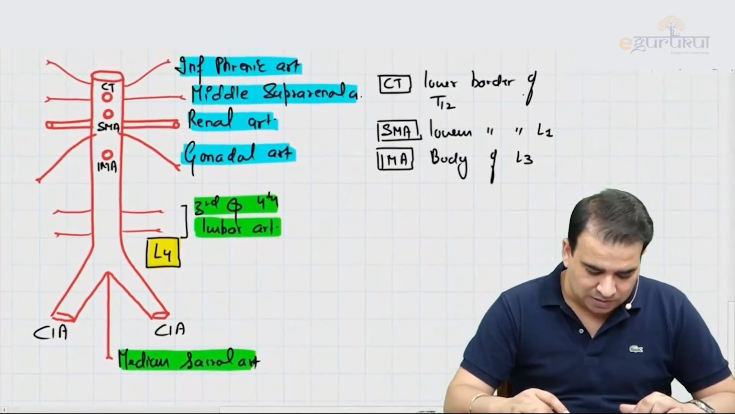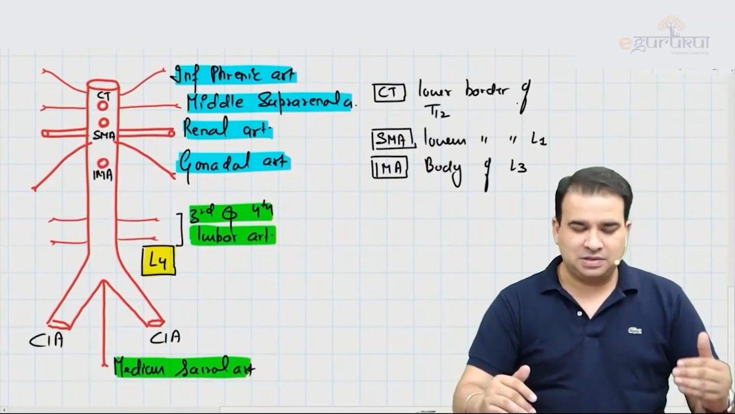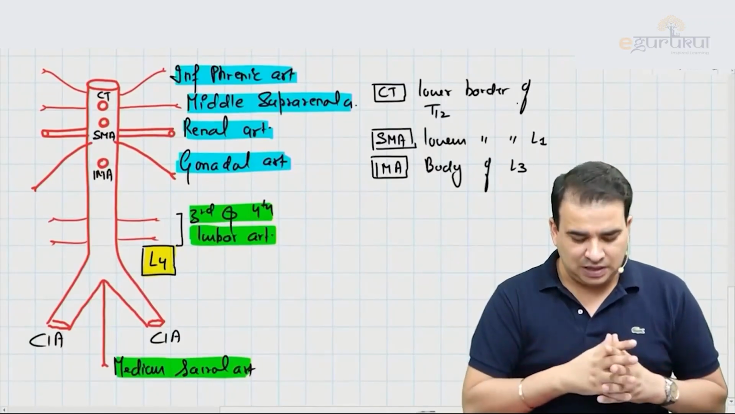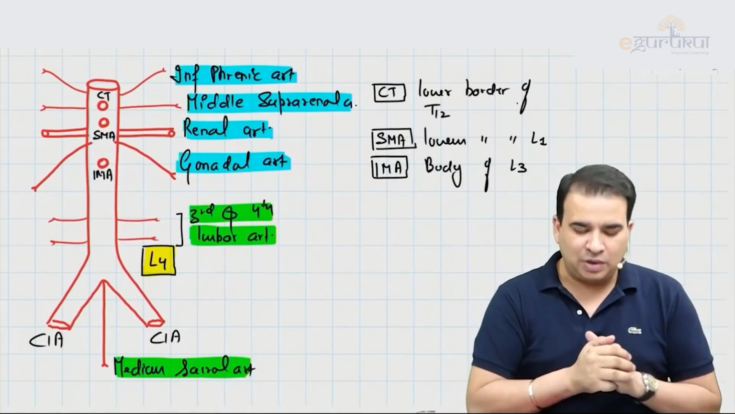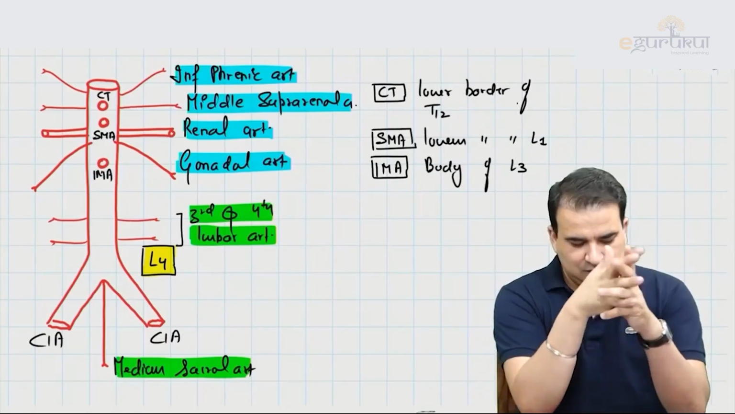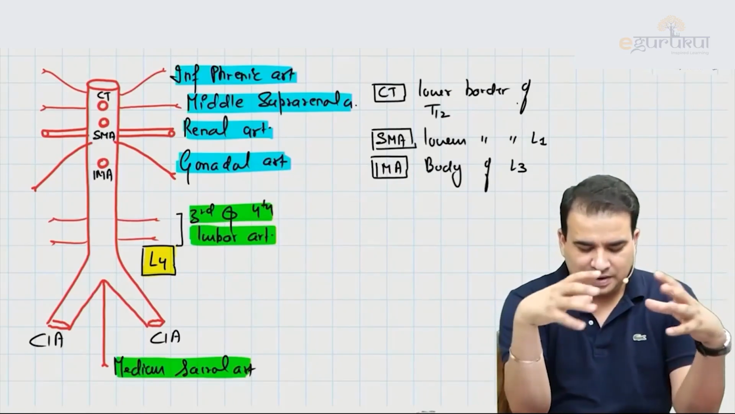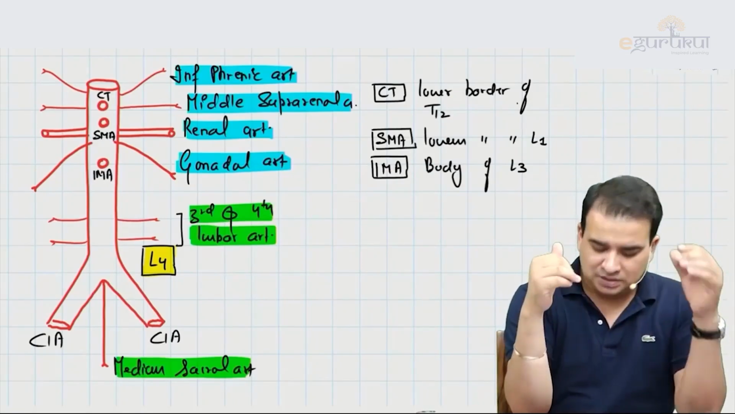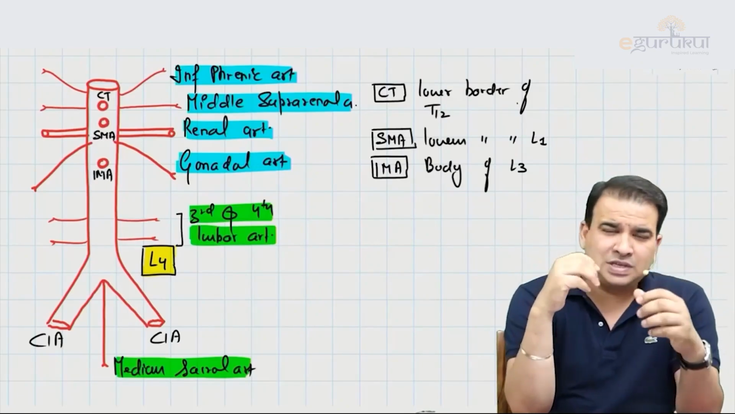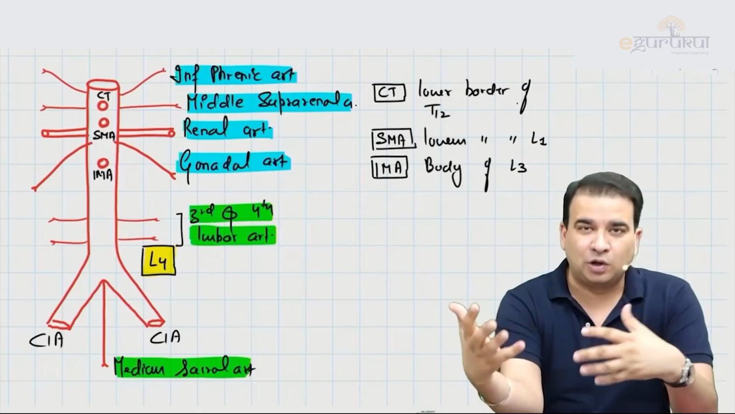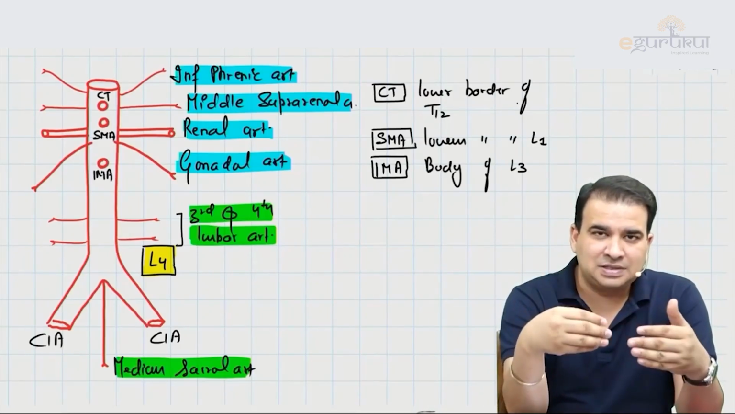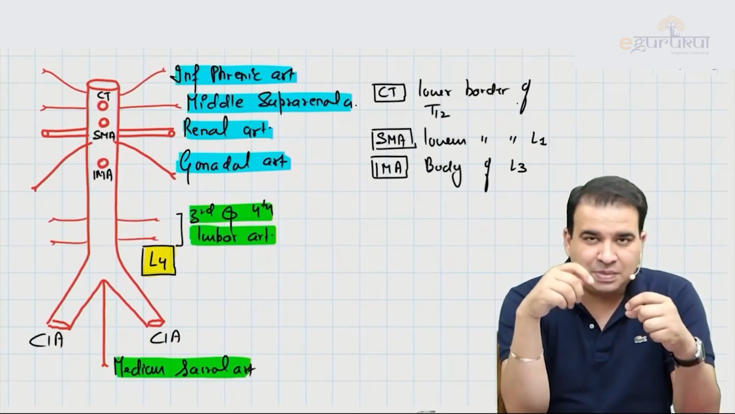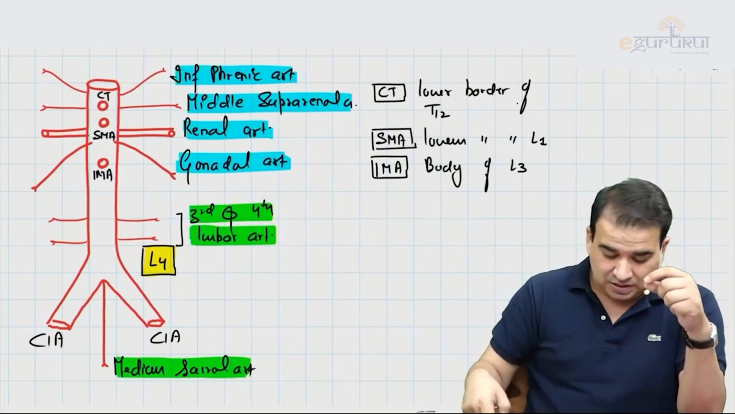So terminal branches is common iliac; ventral branches are celiac trunk, superior mesenteric, inferior mesenteric; lateral branches are inferior phrenic, middle suprarenal, renal, gonadal; and then we have the dorsal branches that you see in the green highlighted there, the paired lumbar arteries and median sacral artery. We said we may have the fifth lumbar artery also. We have these 4 parallel lumbar arteries. The fifth lumbar artery, if present, will usually come from the median sacral artery itself.